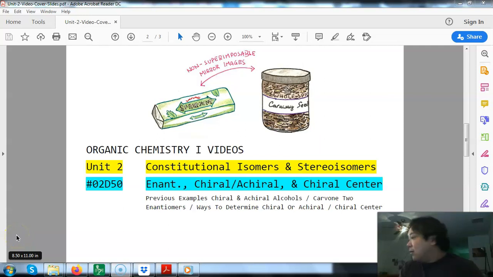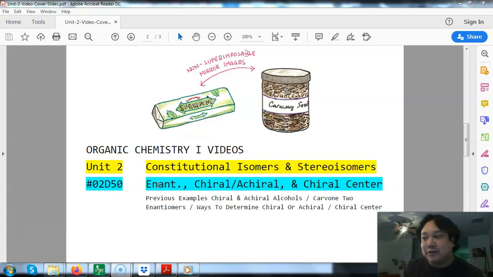Hi everyone. We are going to continue our discussion on isomers, in particular stereoisomers. In the previous video, we've taken care of constitutional isomers, at least for now. That was video 02C50. And we looked at like a decision tree.